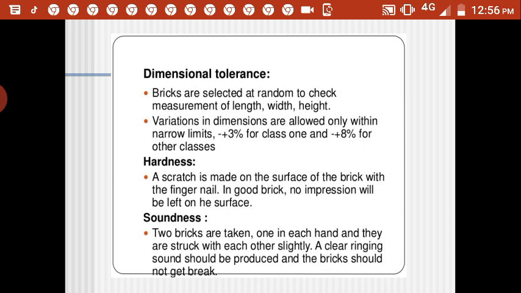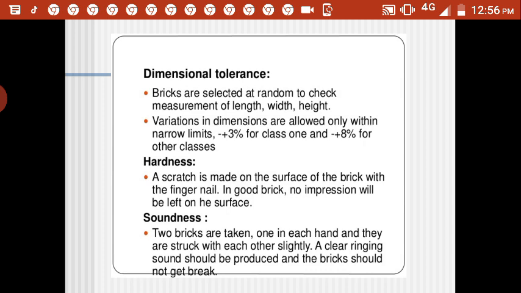What does a clear ringing sound mean? When you start, the sound has to decrease slowly, and it should not stop suddenly. That is the meaning of the ringing sound. It should not stop suddenly. Normally this sound lasts around 5 to 6 seconds, but when it travels from 1 second to 6 seconds, the sound has to reduce slowly. This is the soundness test of the brick.